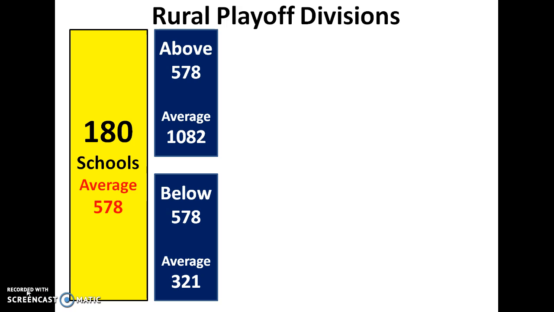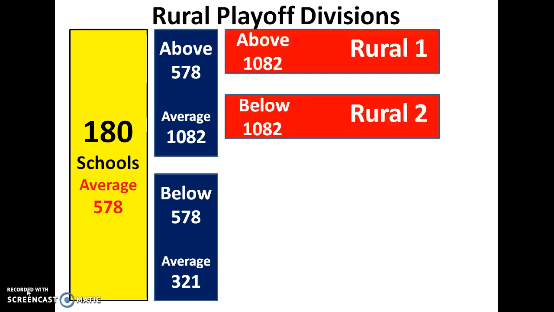Starting with the top half, take the average enrollment of those schools. The average enrollment of those schools is 1,082. Everything at or above an enrollment of 1,082 would place them in Rural Division 1. Any enrollment below 1,082 would place the schools in Rural 2.